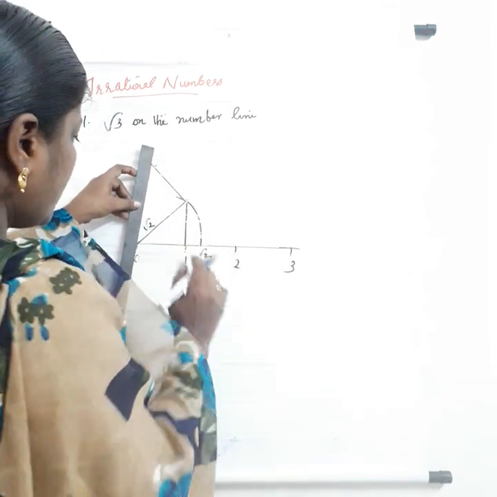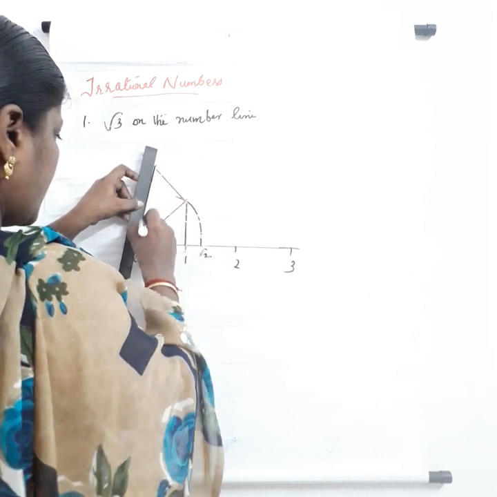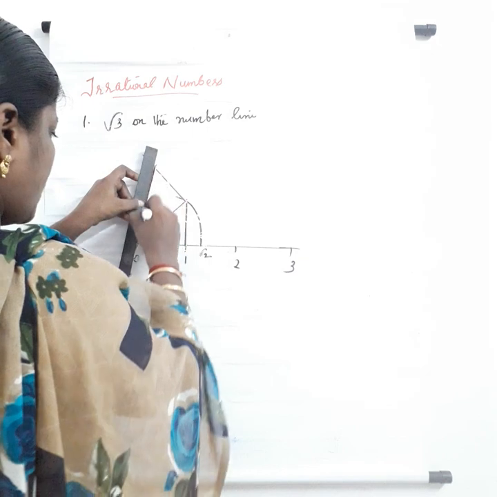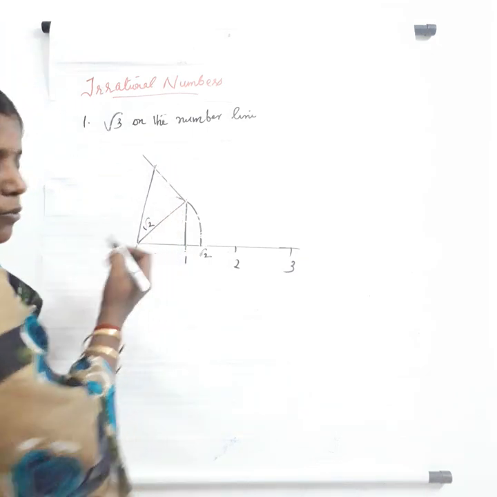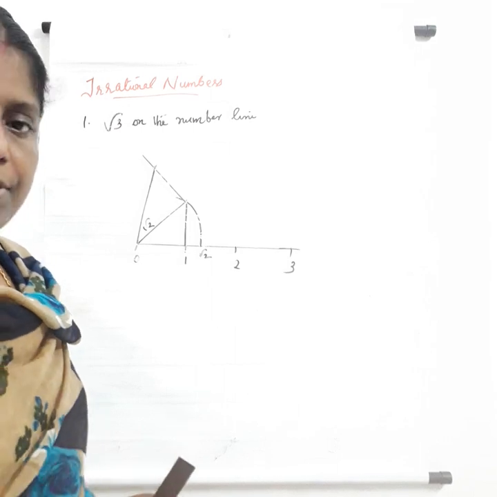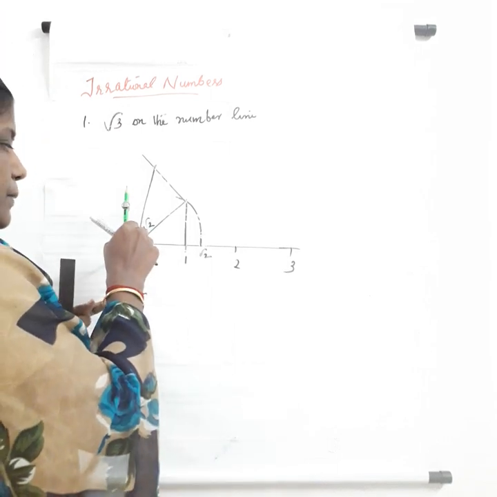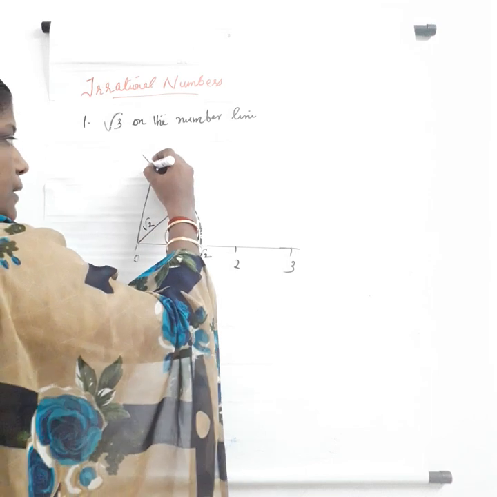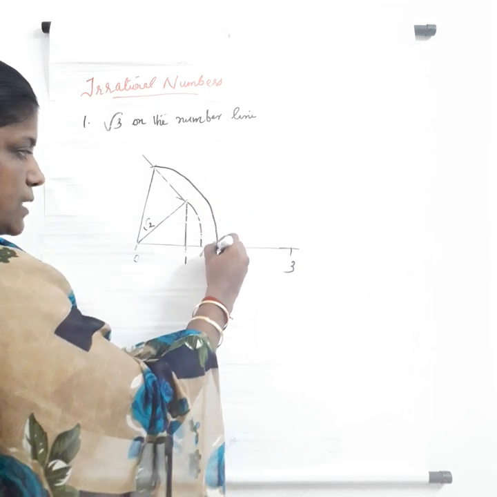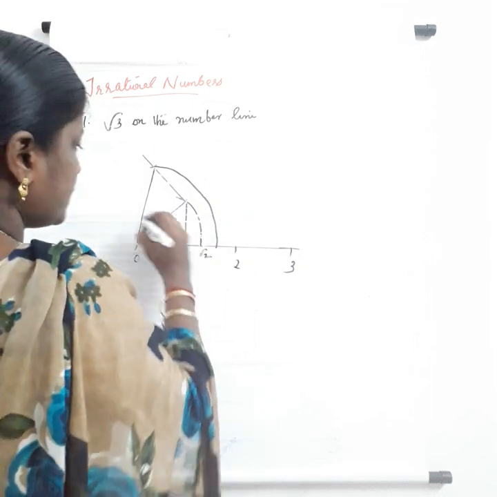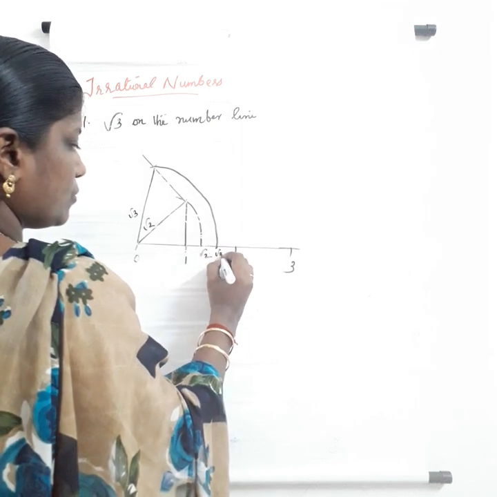After that you can join this 2 unit point to the center, I mean to the number O. We are joining this point to O. Understood? After that, again using our compass tip here, we are drawing one arc from here to this number line. So what we get? This is root 3. So we are getting this number also as root 3.